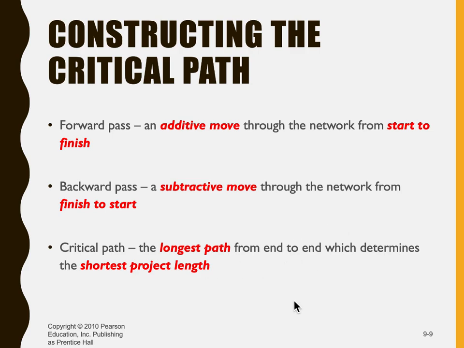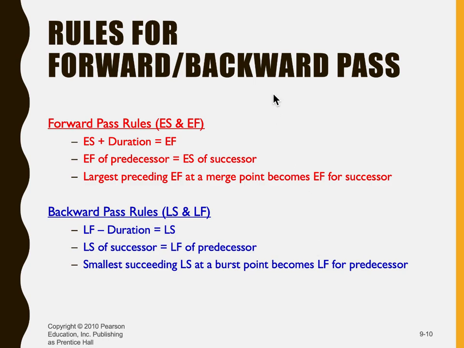Next, some rules, and this is basically FYI again. For forward pass, we have ES and EF. Early start plus duration gives early finish, and early finish is equal to the early start of the successor. This refers to the previous project, for example. The largest preceding EF at a merge becomes the early start for the successor.